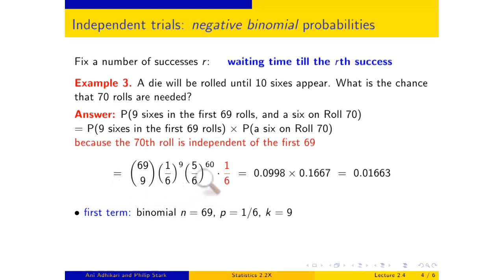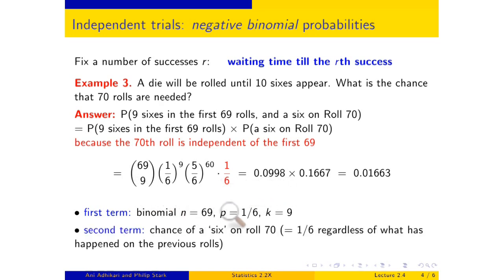And you can get this value from either your probability calculator in your textbook or any other way. I got 0.0998. You might get something slightly different from your textbook's calculator because you have to round the 1/6, but it won't be far different. So you have a binomial term times the 1/6, and that's the chance of getting a 6 on roll 70. It doesn't matter what's happened before. And so if you work out the product, you have about 1.5%, just over that.